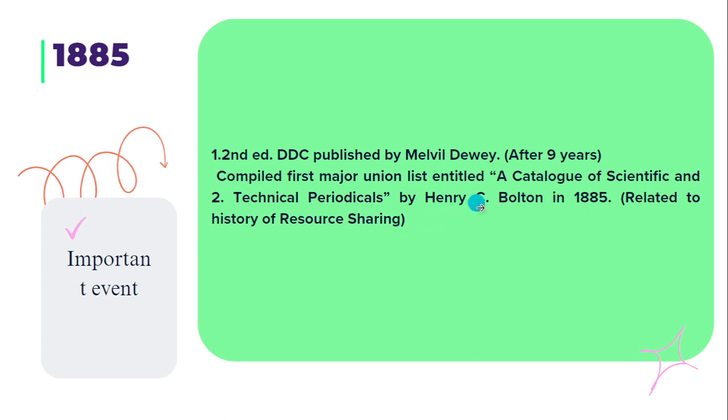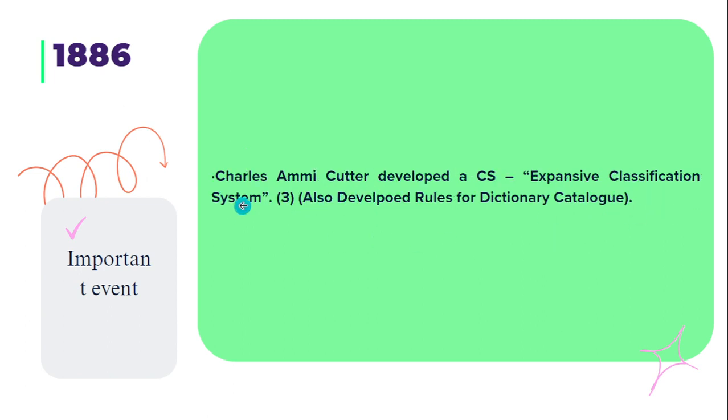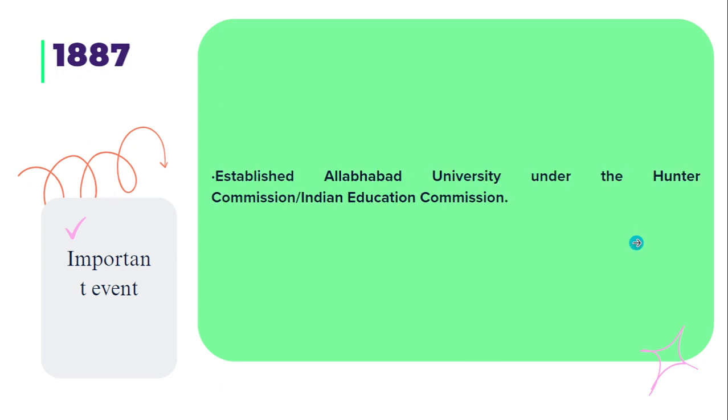Technical periodicals by Henry C. Bolton in 1885. This is also related to the history of resource sharing. 1886, Charles Ammi Cutter developed a classification scheme, that is the Expansive Classification system. He also developed rules for a dictionary catalog.